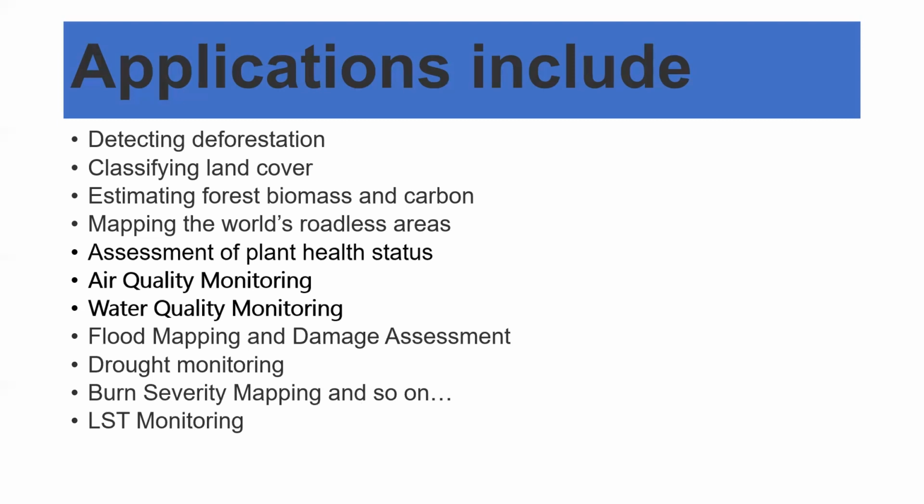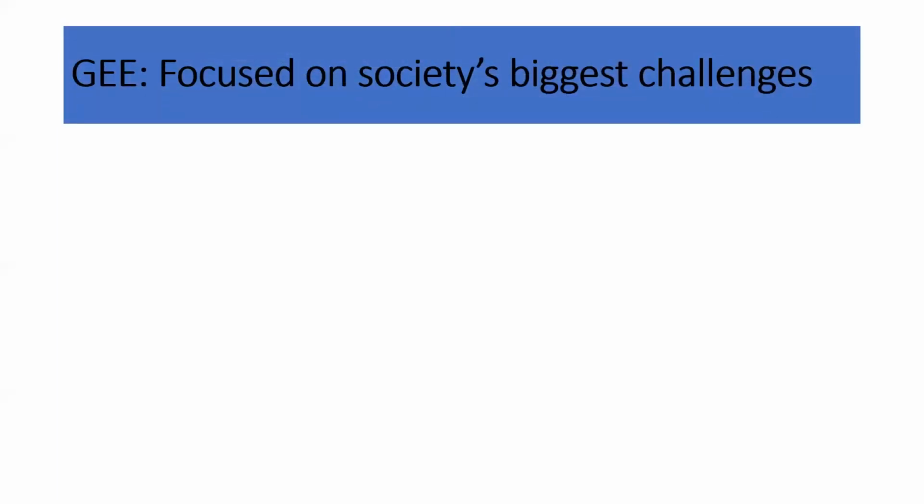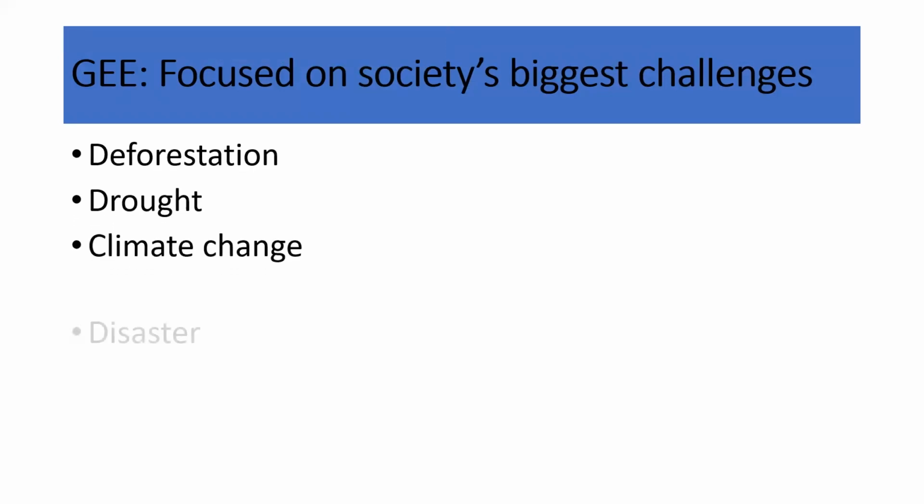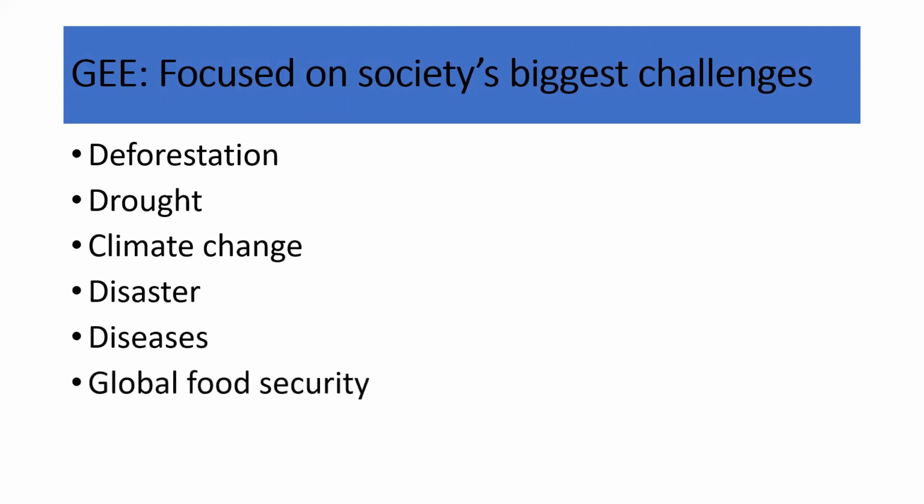And you can also do the land surface temperature monitoring using this platform. It's very easy, and you can do it for a large area. Okay, and you can also make a web application. So you can see Google Earth Engine focuses on some of society's biggest challenges. Suppose it focuses on deforestation, then drought, then climate change, then disaster, then diseases, then global food security, sustainable development.